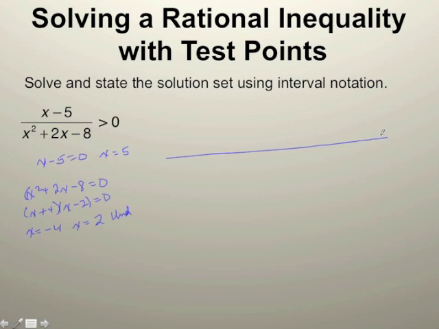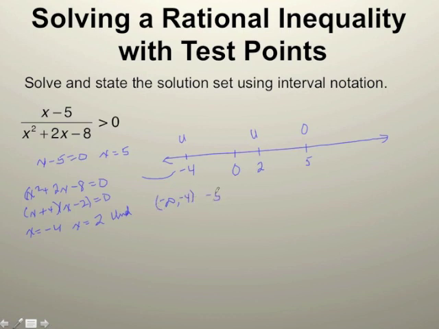Drawing our number line, we'll put a 0 on. We need a negative 4, where it's undefined, a 2, where it's undefined, and 5, where the value is 0. Here's the 0, here's the 2 that are undefined. We need to check something over here from negative infinity to negative 4.